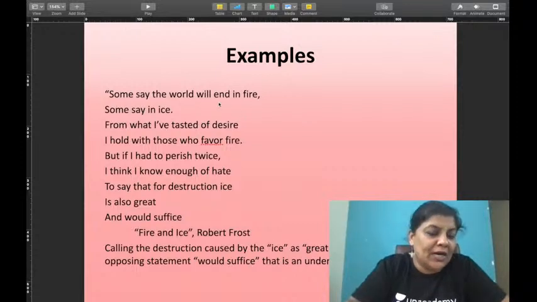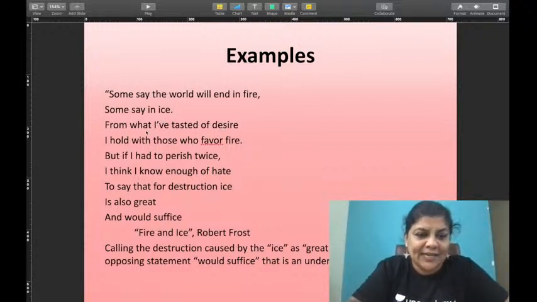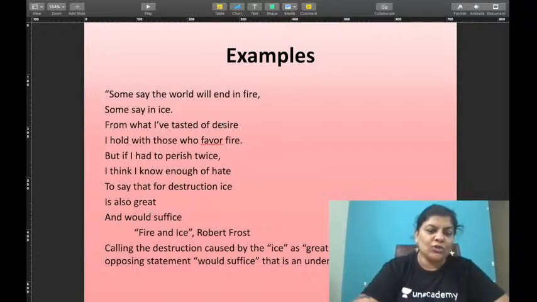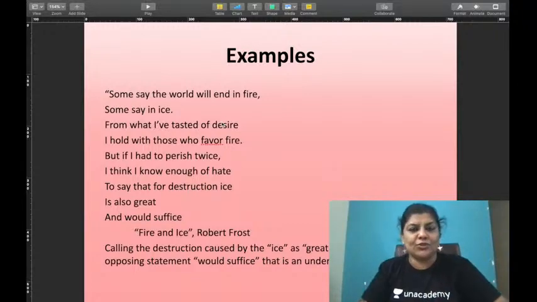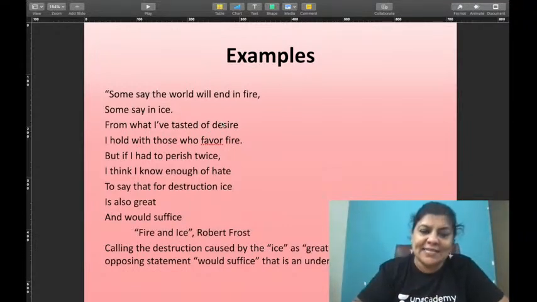Some say the world will end in fire. Some say in ice. From what I have tasted of desire, I hold with those who favor fire. But if I had to perish twice, I think I know enough of hate to say that for destruction, ice is also great and would suffice. Ice would suffice. Those who have desire will know fire will destroy you. Those who have experienced hate will know hate is like ice. Ice will also destroy you.